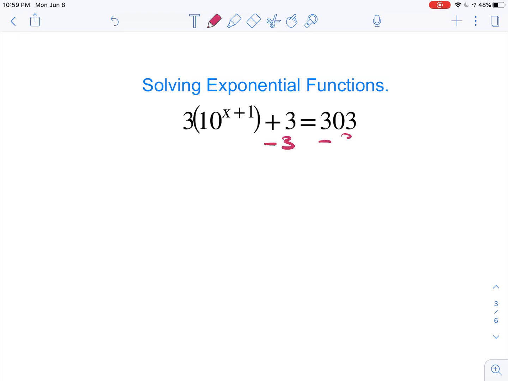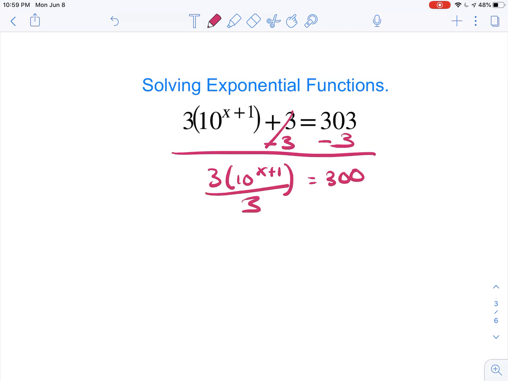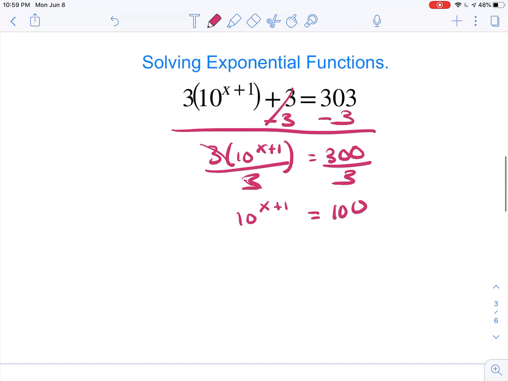Now we have 2 things. Is my base isolated? It is not, so I need to do that first before I try anything else. So I subtract 3. I divide by this 3 now, and I get 10 to the x plus 1 is equal to 100.